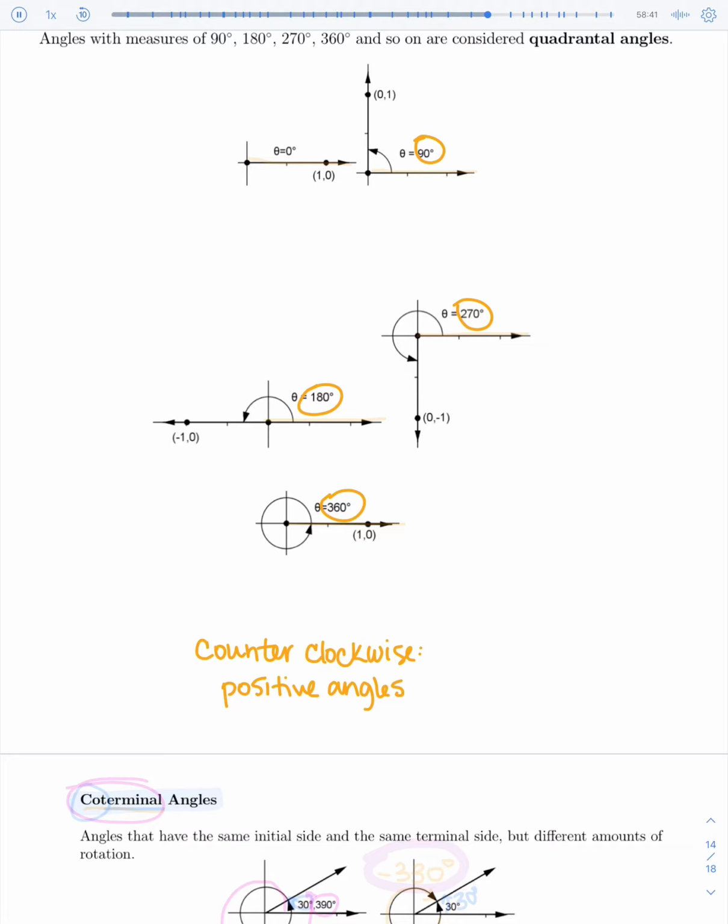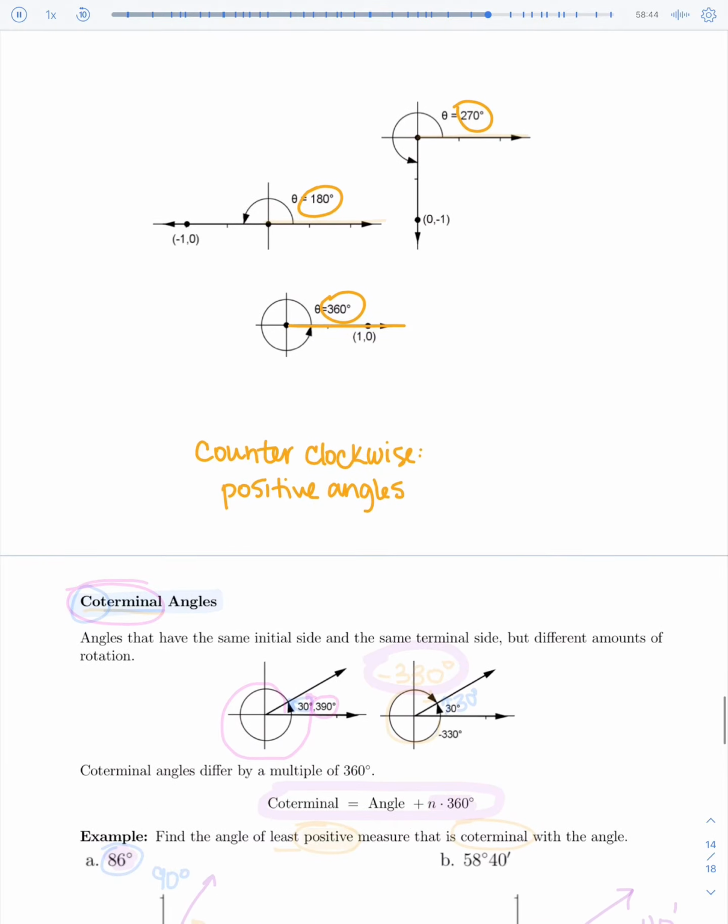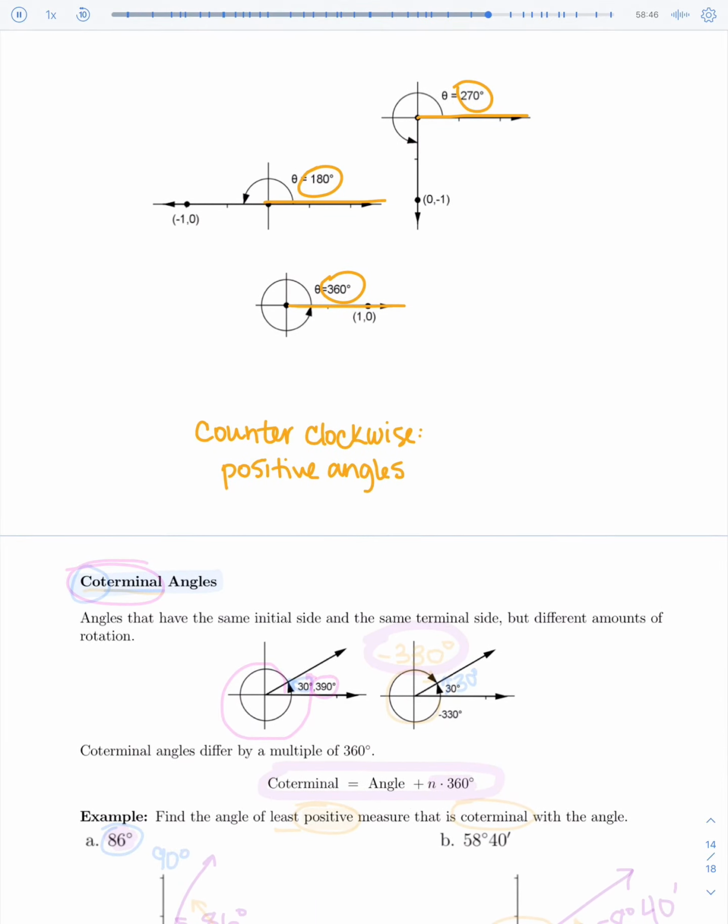But notice where we're always starting our angles from is always that x-axis at the beginning of the first quadrant. You should always be starting your angles there and then working your way counterclockwise. Okay, some vocabulary.